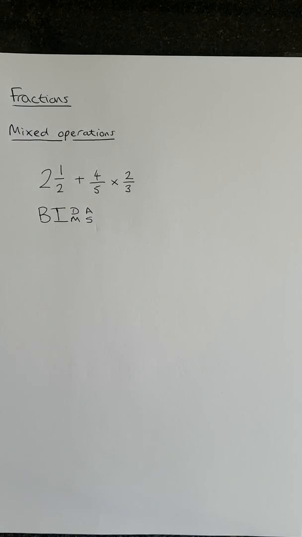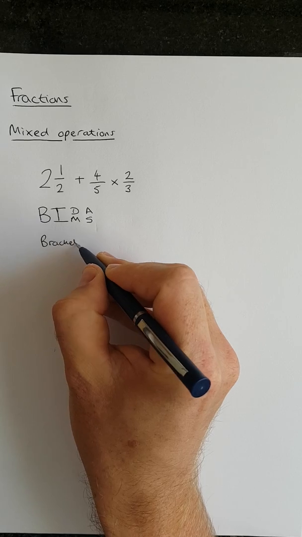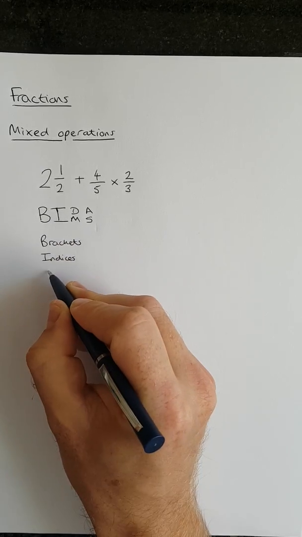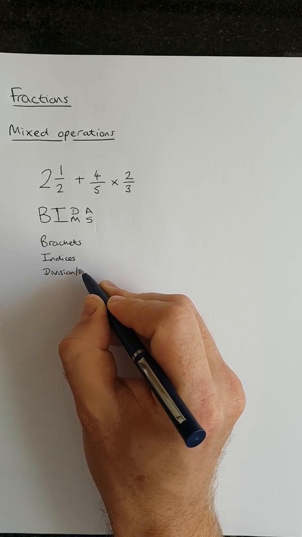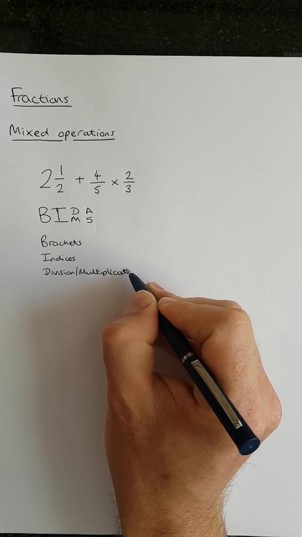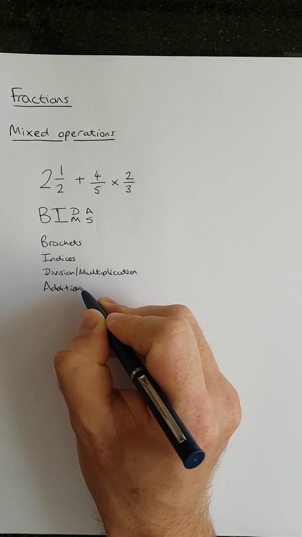Hopefully you've all seen BIDMAS before. It's a rule for the order of operations. Brackets first, then indices, then division or multiplication, then addition or subtraction.